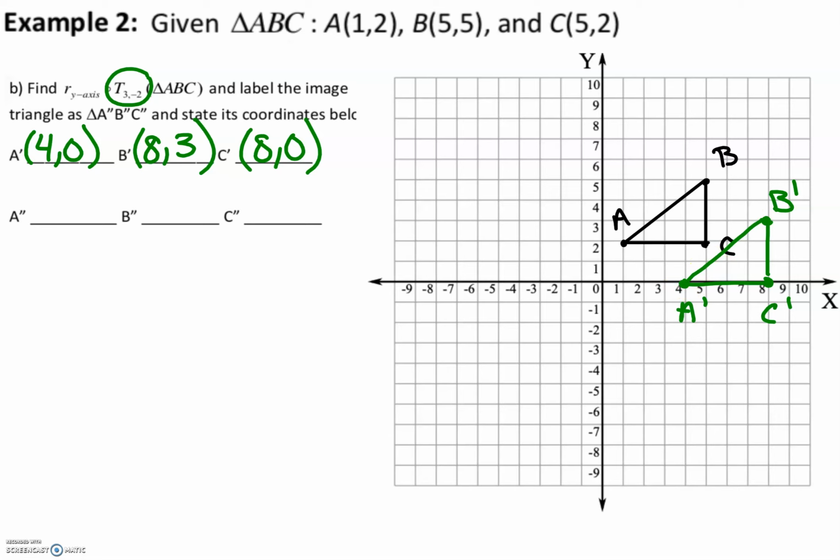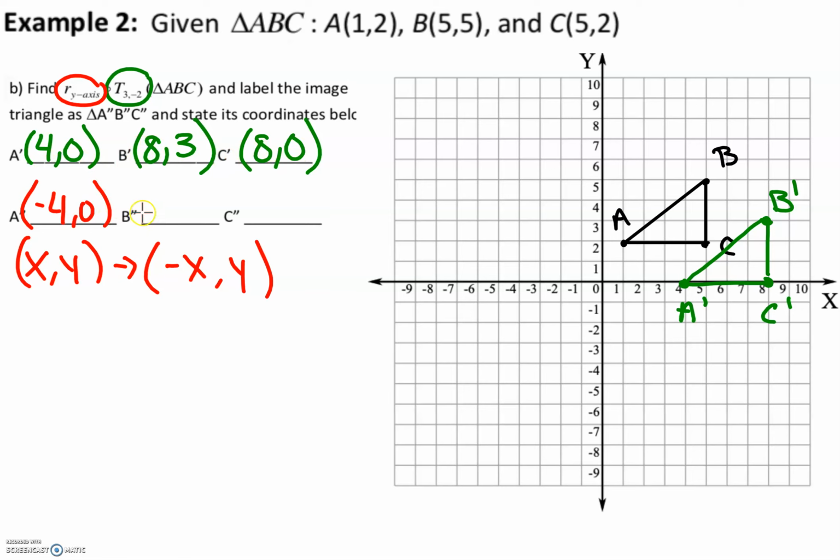So now we're going to reflect this over the y-axis. And again, the rule for reflecting over the y-axis is to take your points and make your x value change sign, or make it negative. So I'm now going to be at -4, 0. And again, I'm going from these set of points. It's the next one, -8, 3. -8, 0 is my reflection. So here's A double prime. Here's C double prime. And here is B double prime.